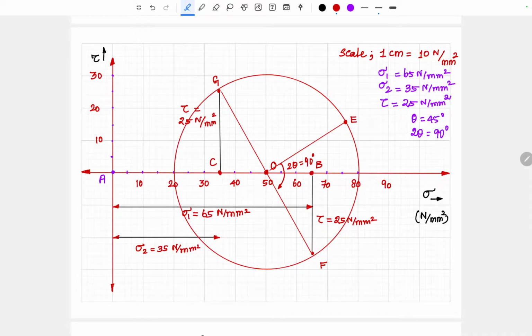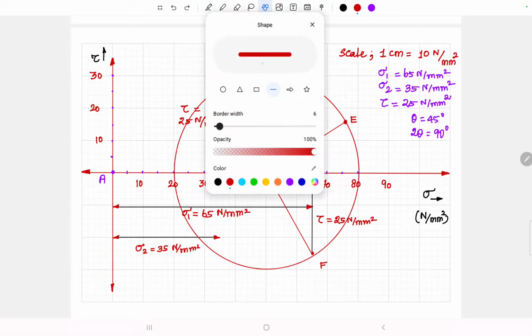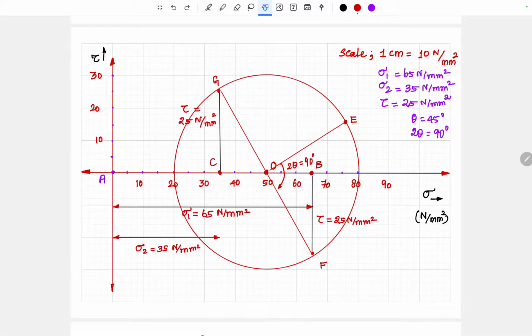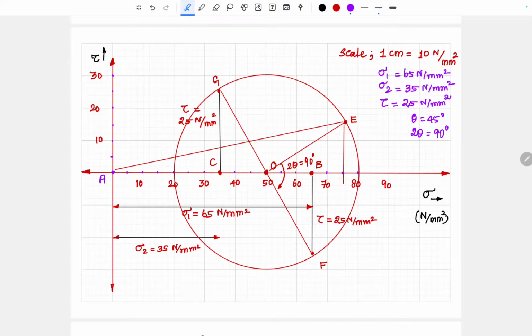And now we need to connect the lines. The lines A to E we need to connect. Let me write. That is A to E. And after that, we need to draw a vertical line from E to X axis. And the intersecting point with the X axis we have to mark, that is D.